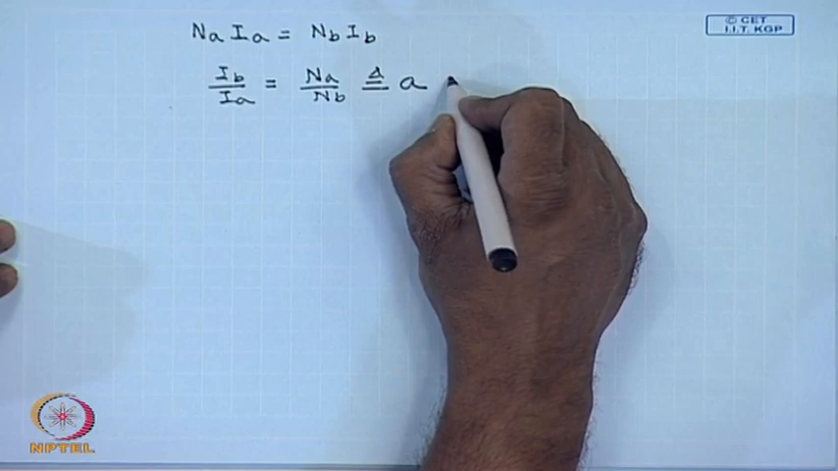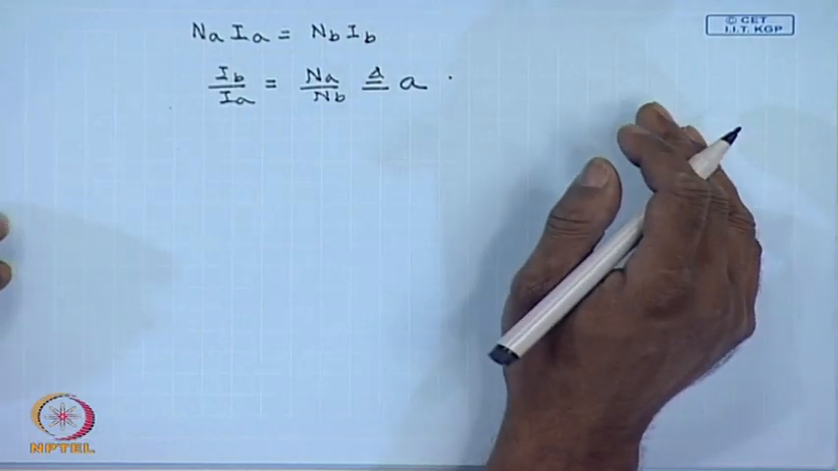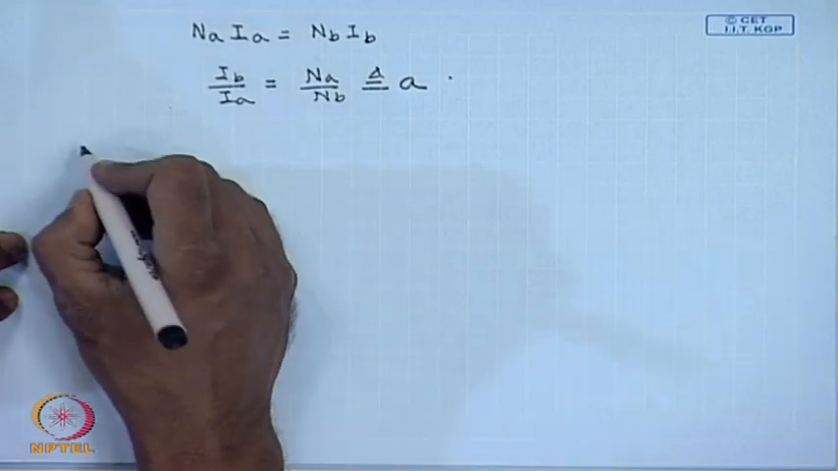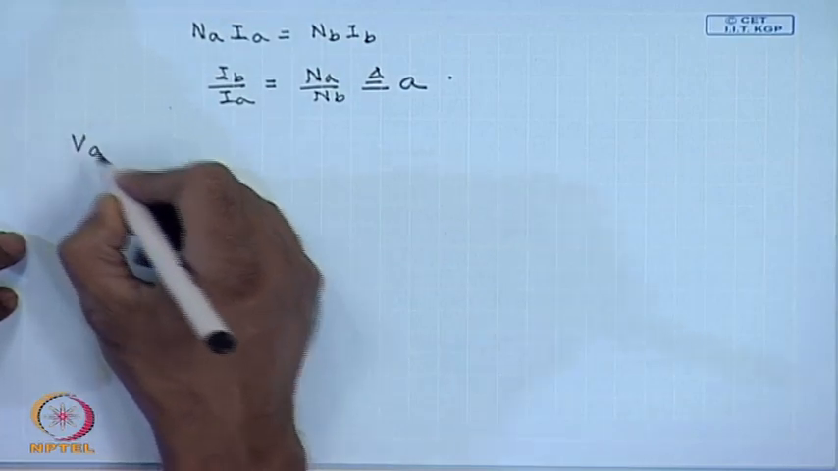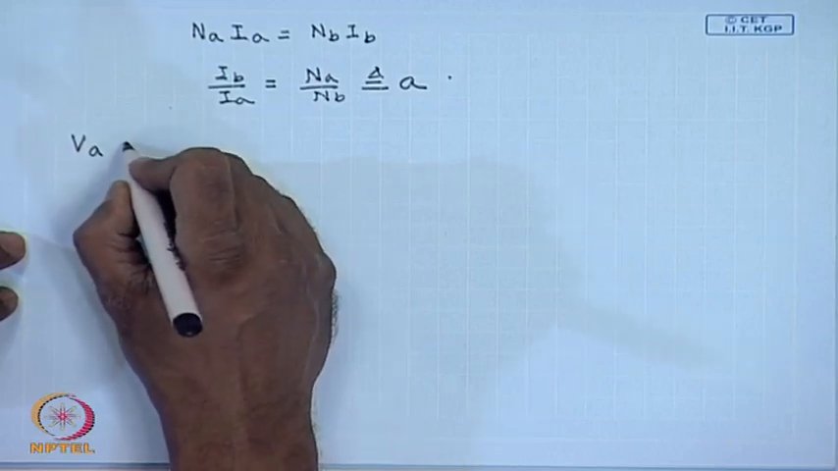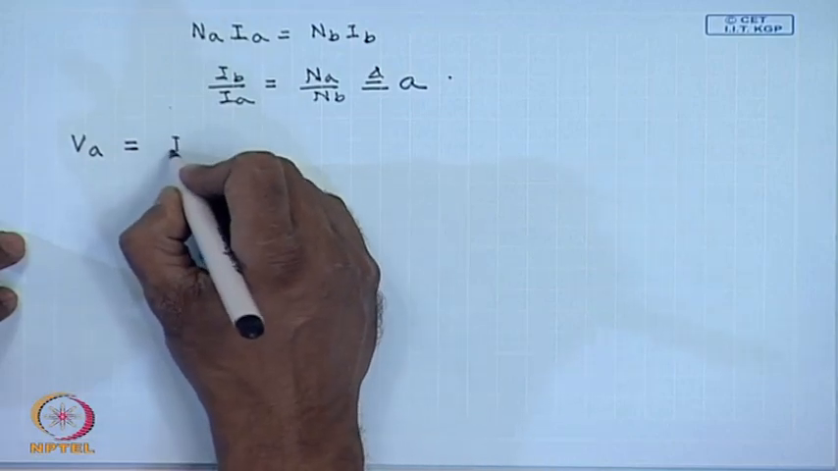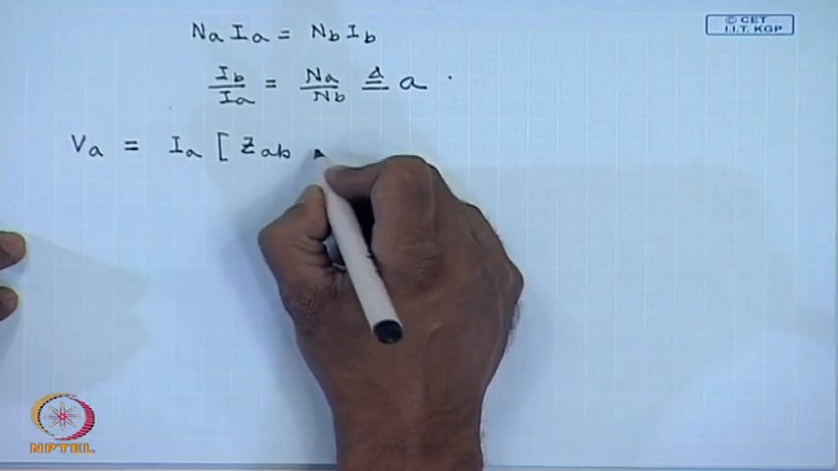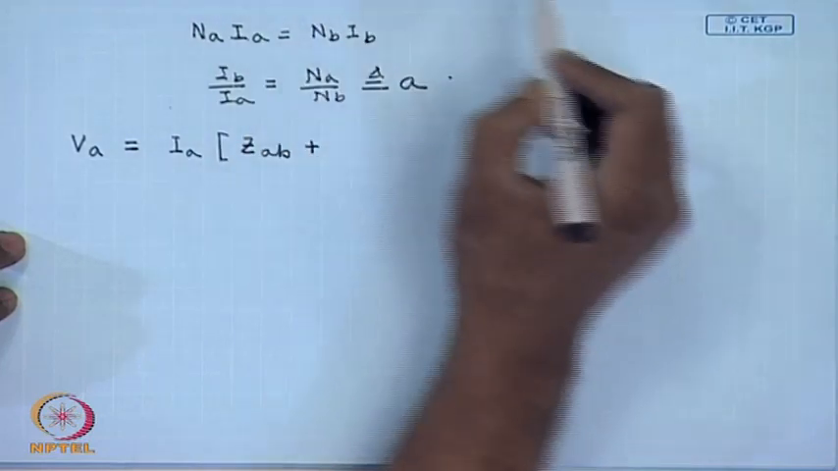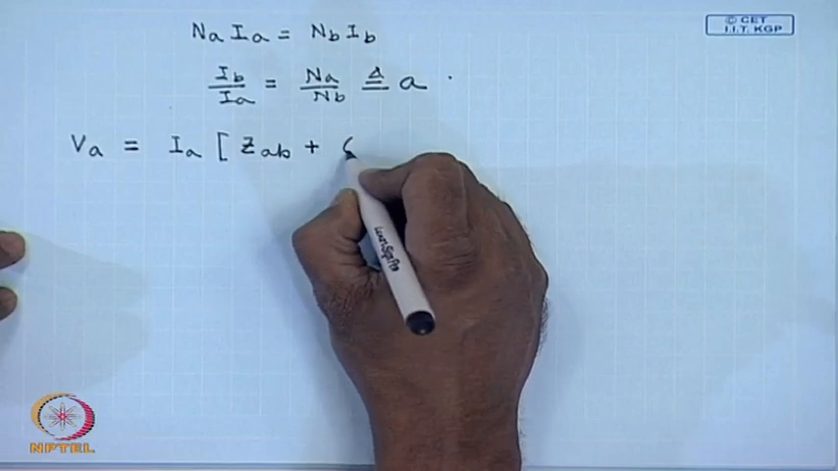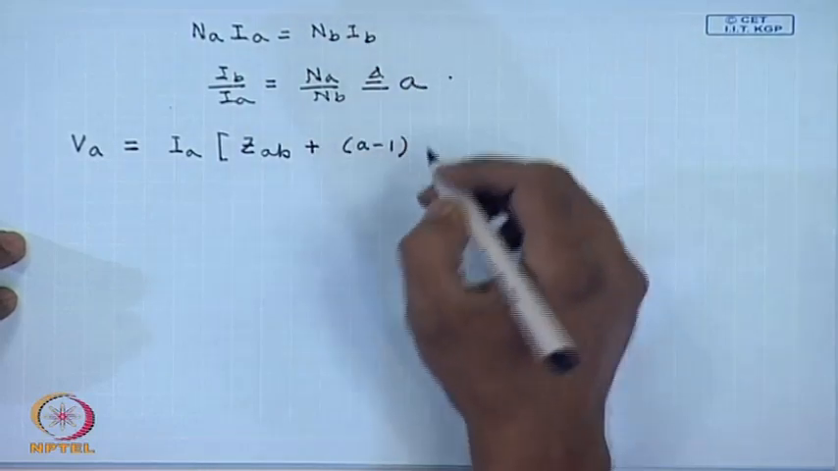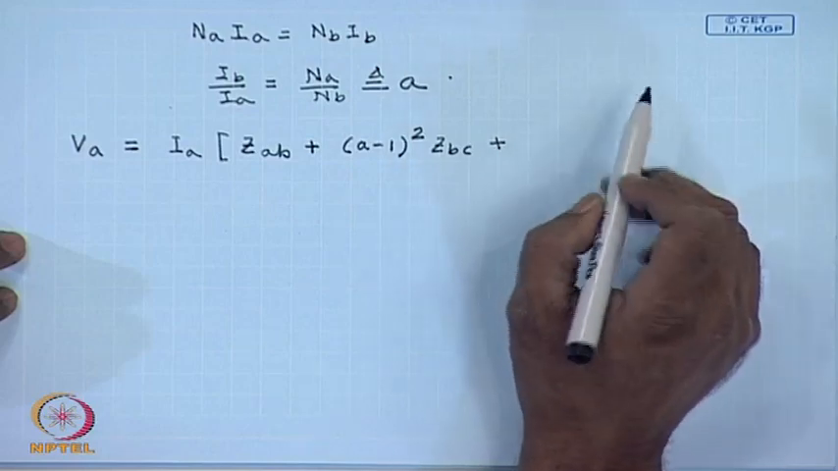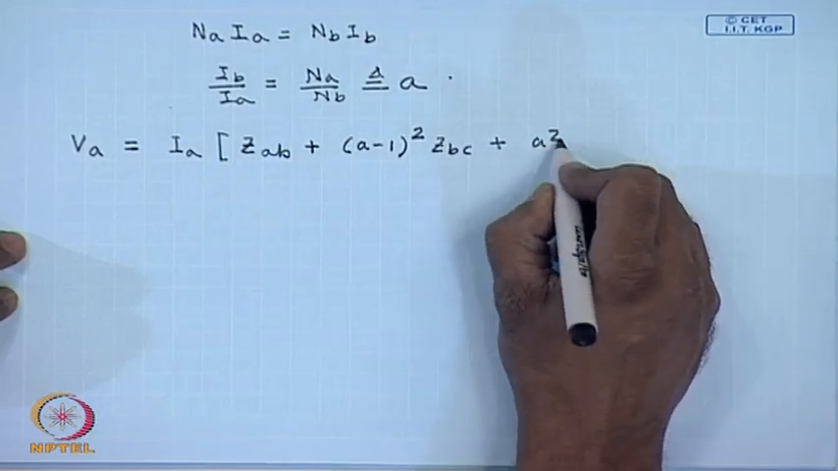This is also the same as the open circuit voltage ratio of the autotransformer. Hence, we can write V A to be equal to I A into Z A B plus (A minus 1) into (A minus 1), that is (A minus 1) square Z B C, plus A into A, that is A square Z L.